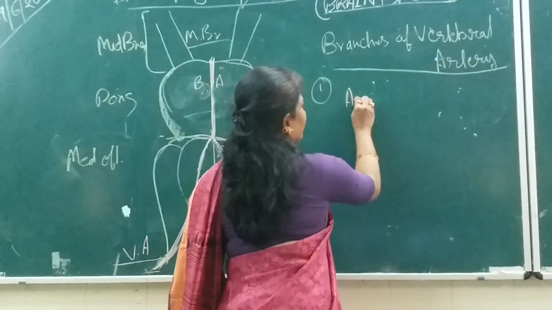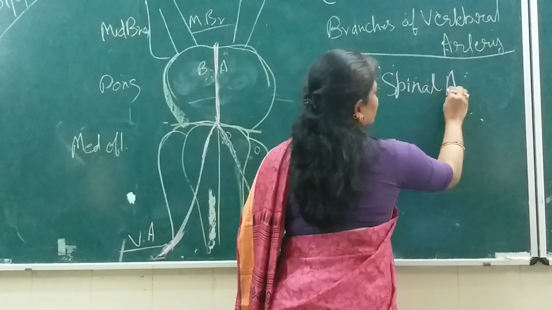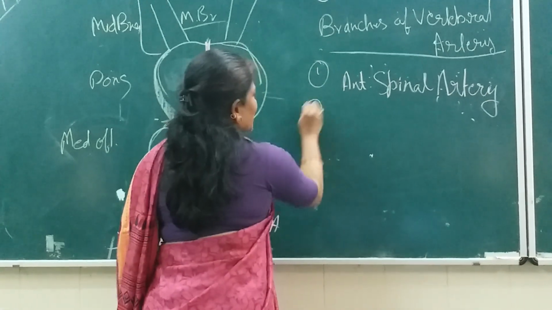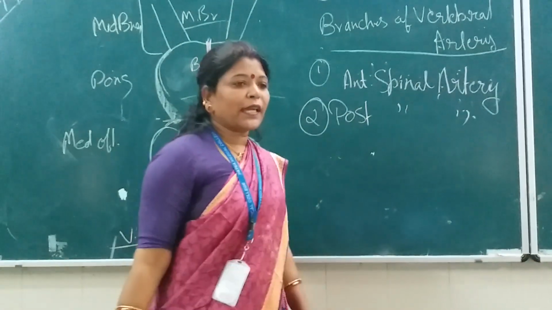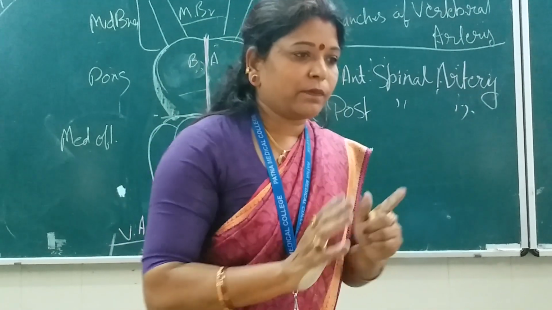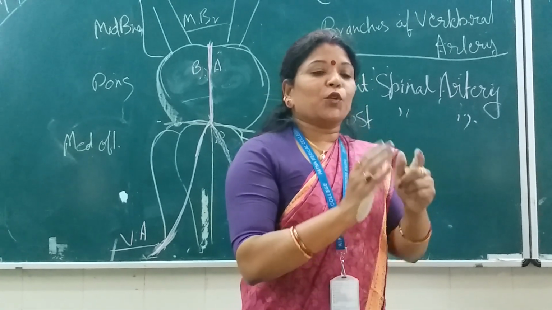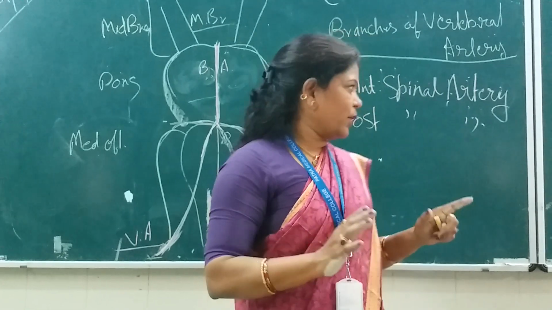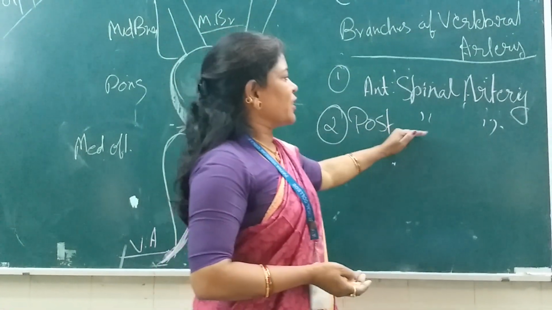Anterior spinal artery, and posterior spinal artery. Okay, that means the vertebral artery is taking the charge, you understand like this, it is taking the charge to supply the spinal cord below the foramen magnum. How? Through the anterior spinal artery as well as the posterior spinal artery.